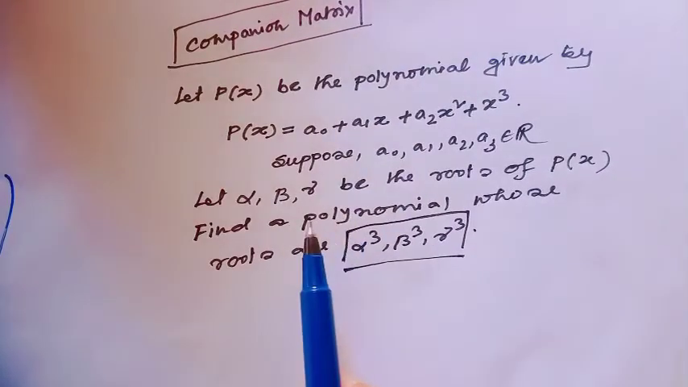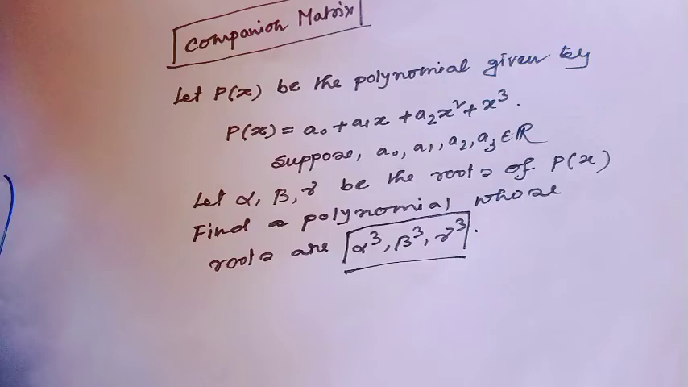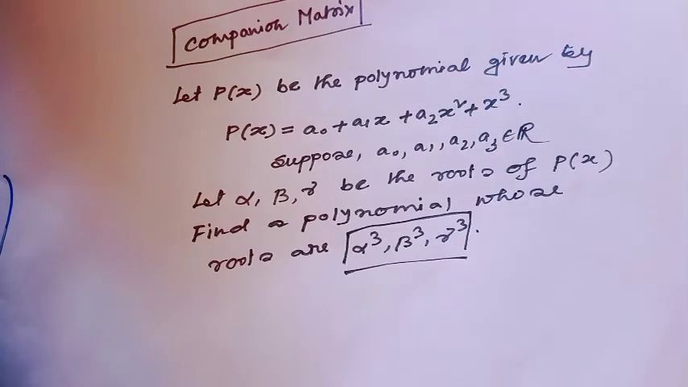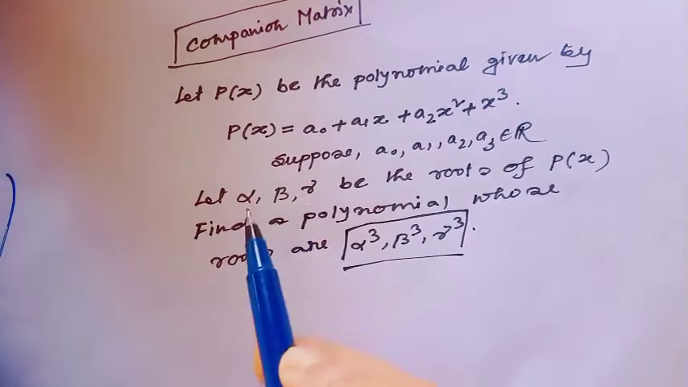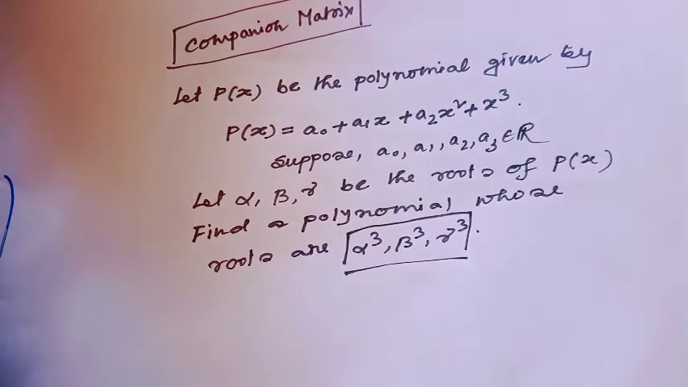Notice here alpha, beta, gamma are the roots of this polynomial. This type of idea I have known from the theory of equations. But in linear algebra, alpha, beta, gamma being the roots of this polynomial means obviously these are the eigenvalues of this polynomial.